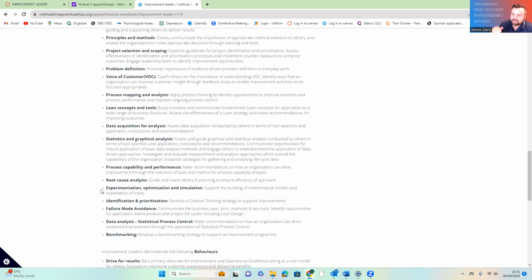Looking then at experimenting, simulation, trying things out, building that support, looking at those mathematical formulas to really add some weight and value to what we're doing.